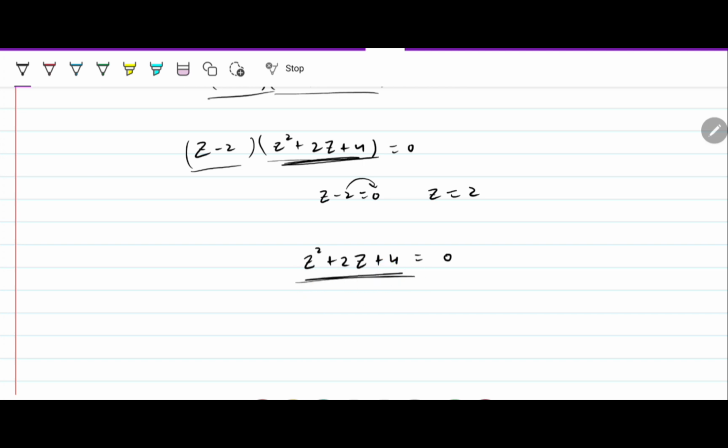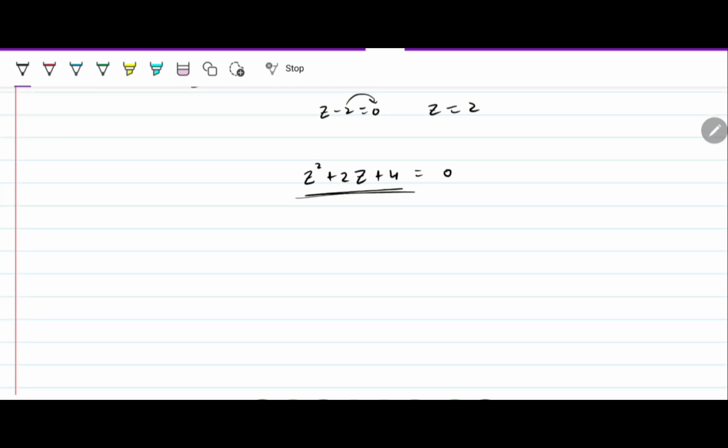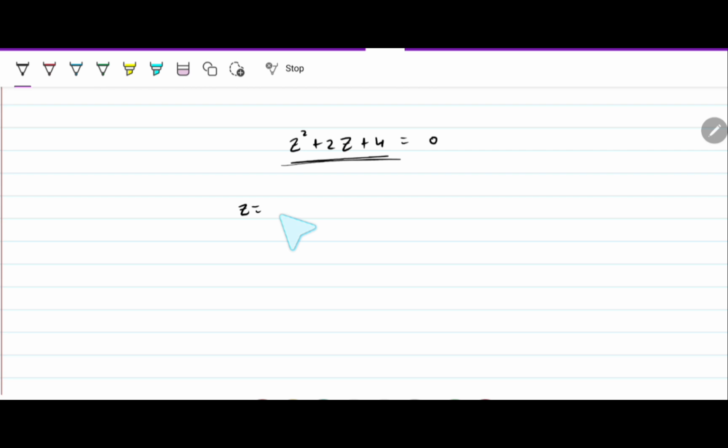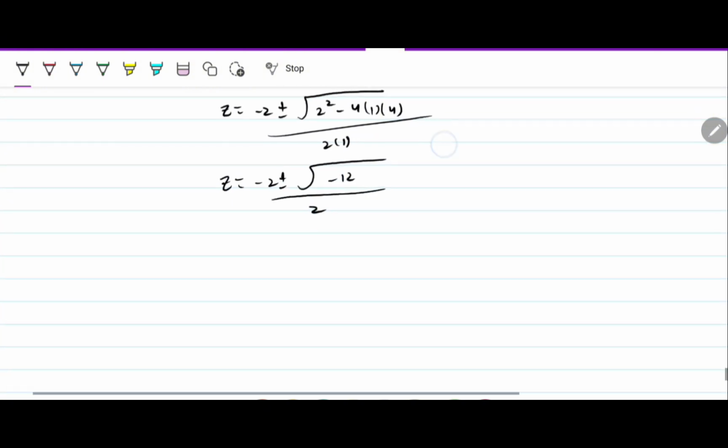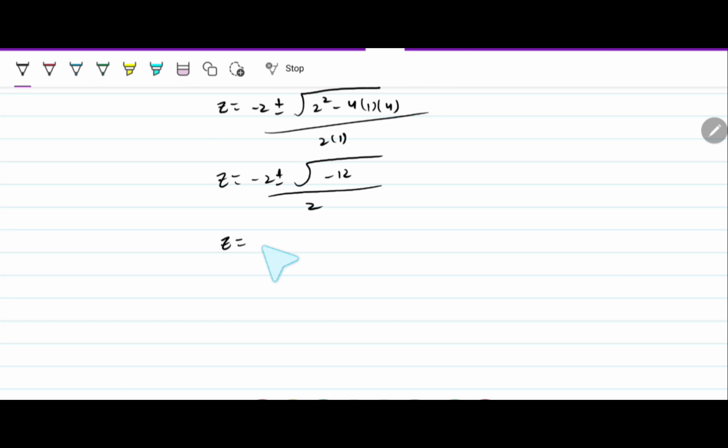Now this is a quadratic equation that we have to solve, right? So let's go ahead and use the quadratic formula. So z, now x this time, z is equal to negative b, which is negative 2, plus or minus the square root of b squared, which is 2 squared, minus 4 times a times c, right? All over 2a. So z is equal to negative 2 plus or minus the square root. Well, this is 4 minus 16. So I have a minus 12 under there, all over 2. So z is equal to minus 2 plus or minus the square root of minus 12.